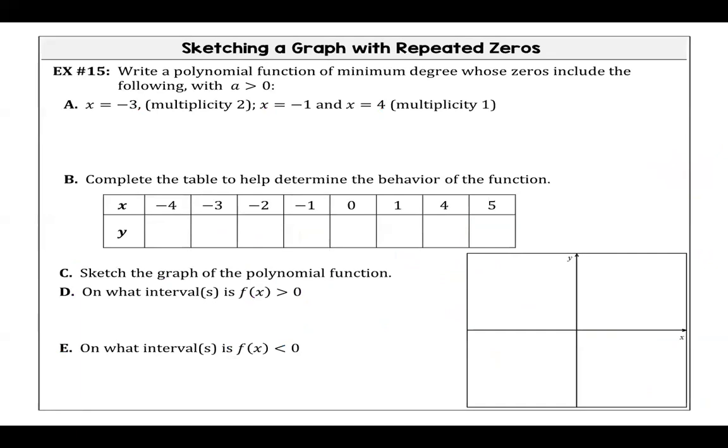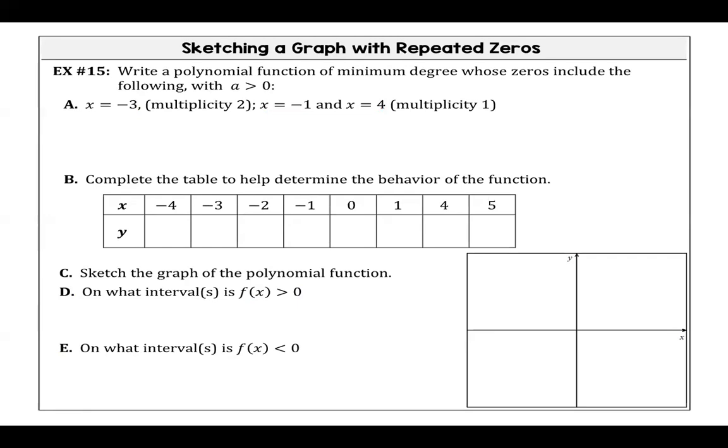Okay, so it says here, next, sketching a graph with repeated values. This is an example of multiple non-calculator questions you may have. Normally, they will be multiple choice, but this would be on the non-calculator part of the test, okay? Remember that our test is 60% non-calculator, all right? So we have to be strong at being able to do things without a calculator, okay? All right, so up first here, it says, we're going to write a polynomial function of minimum degree whose zeros include the following.